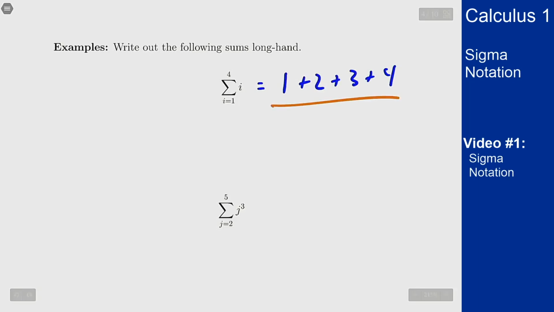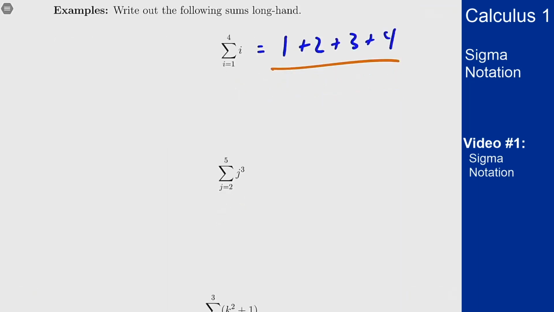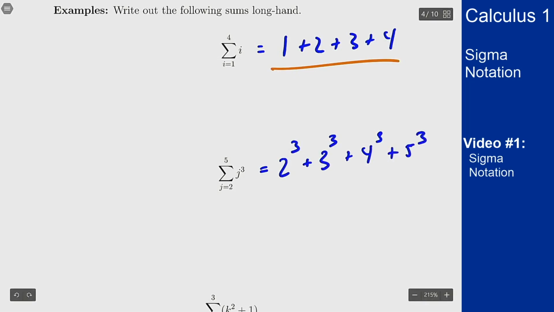Next one, the sum from j equals 2 to 5 of j cubed. For this one, I just want to start at 2 and step up till I hit 5 and write the cube of each one. So first term is j equals 2, so a 2 cubed. Second term is j equals 3, so a 3 cubed. Third term is 4, so a 4 cubed. Fourth term is 5, so a 5 cubed. The numbers here don't tell me how many terms I have, they tell me where I start and where I stop. So I start at 2 and I stop when I hit 5. So 8 plus 27 plus 64 plus 125.